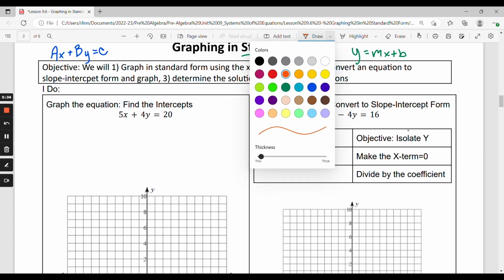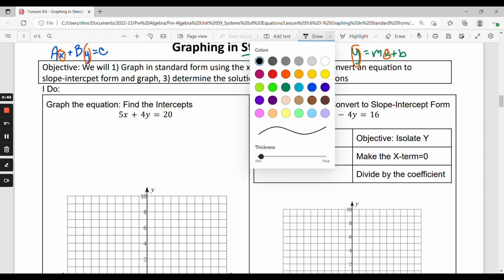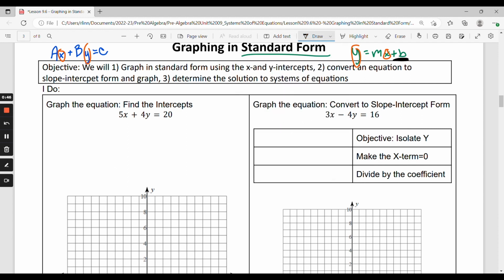Now, we've got a few things that are similar. I can see that we have a y in both of these, and an x in both of these, so we still have our inputs and outputs that we normally have. However, there is no b value, that lowercase b. So we don't have a y-intercept. We also don't have a slope. In standard form, there's no lowercase m that represents slope.